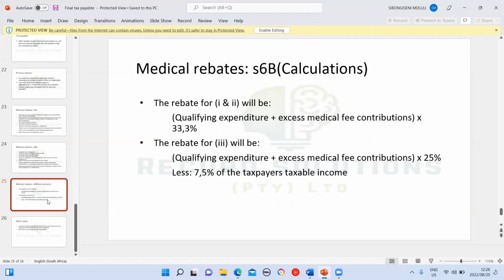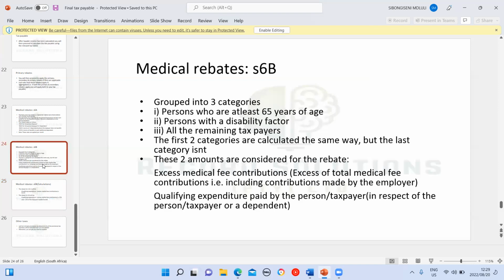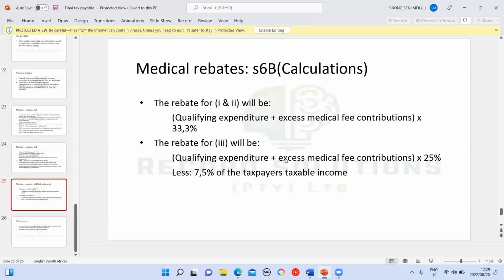I'll show you how it's more beneficial. Then the rebate for III will be qualifying expenditure plus excess medical fee contributions times 25%, less 7.5% of the taxpayer's taxable income. I think it is self-evident why. The rebate in terms of the first two categories is way better than the rebate in terms of the last category. As you can see, the last category is at a lower percentage rate, 25%, and you even deduct 7.5% of the taxpayer's taxable income. So it is not as beneficial as category I and II. Be vigilant of that, be aware of that, pay attention to that.